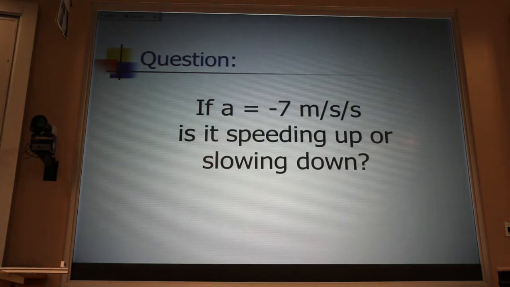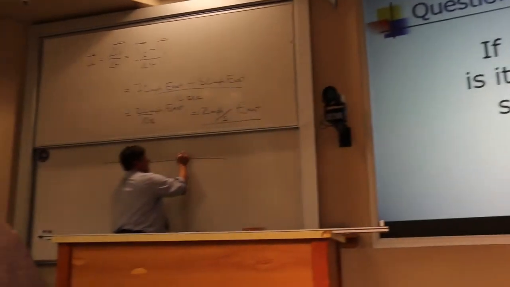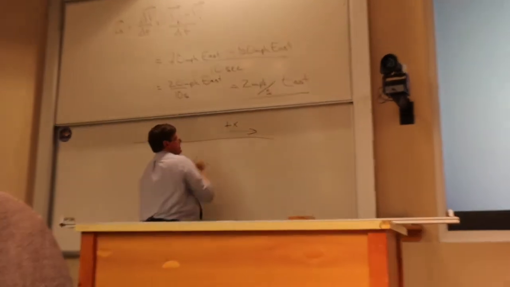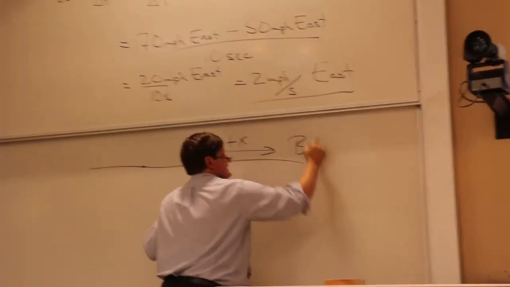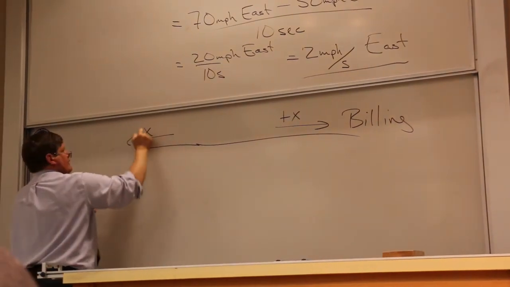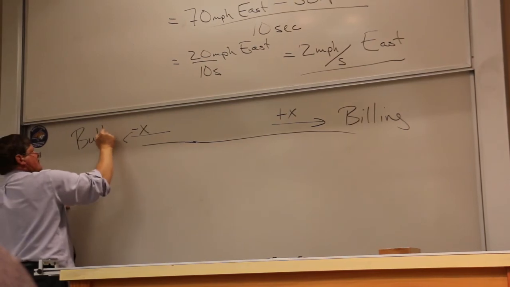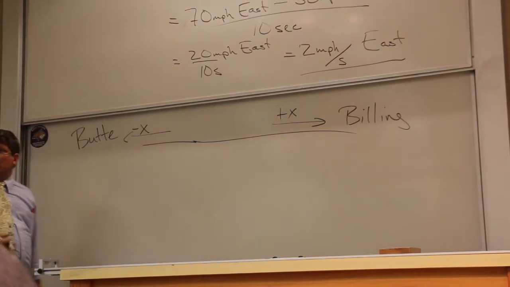Suppose that we have a long straight freeway, and that freeway goes between 2 cities. And we're going to call the positive x direction the direction towards Billings. And we're going to call the negative x direction the direction towards Butte. And that's not a social statement. I'm just setting up a coordinate system.